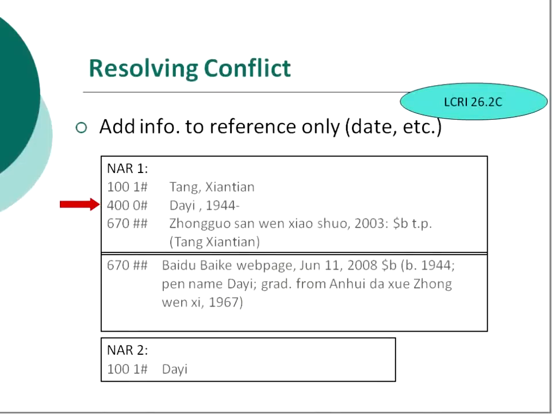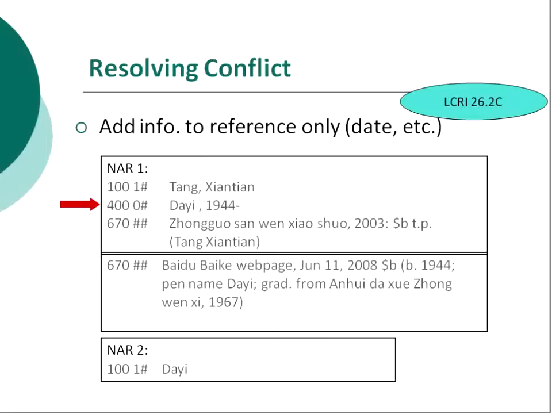Resolving conflict. Sometimes the form of the reference conflicts with the established heading, and you can resolve the conflict simply by using the dates in the reference only. In that case, you don't have to even change the heading form. So here's a good example showing when you need to add information to the reference only, such as the date.